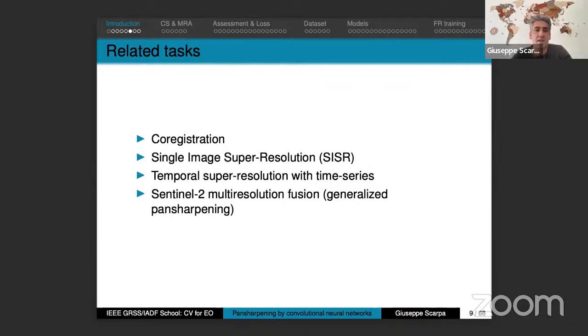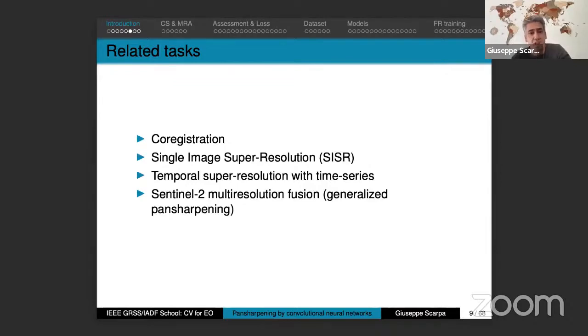Indeed, if the misalignments among some spectral bands to be fused can be assumed as a rigid translation, then a suitable definition of the loss function can allow to address band sharpening and registration jointly using, for example, convolutional neural networks. Another related task is the single image super resolution, where we have a single image in input to be super resolved. It looks very similar to band sharpening, but there is no fusion to do because we simply don't have any, let's say, pan component serving as a spatial reference.